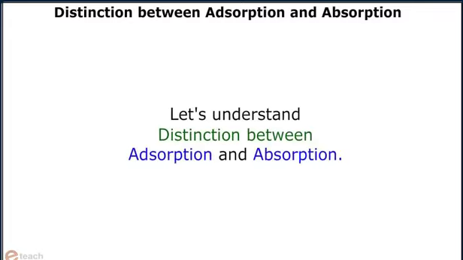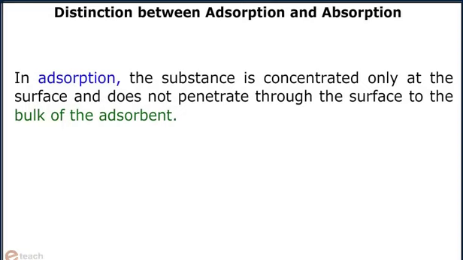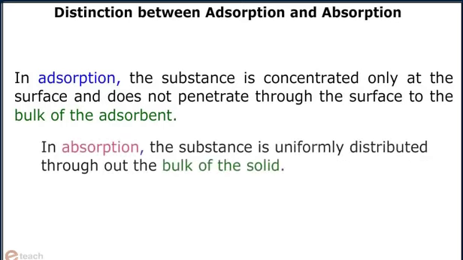Distinction between adsorption and absorption. Let us now understand the distinction between adsorption and absorption. In adsorption, the substance is concentrated only at the surface and does not penetrate through the surface to the bulk of the adsorbent. In absorption, the substance is uniformly distributed throughout the bulk of the solid.